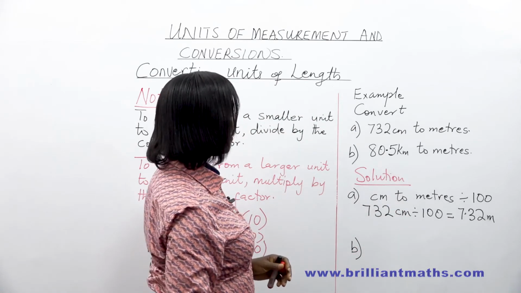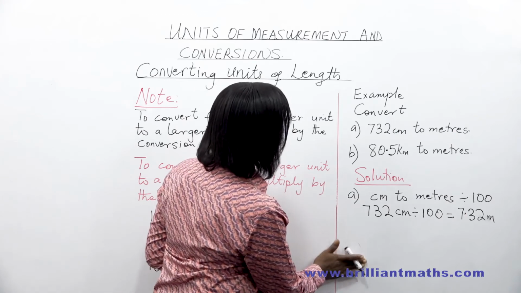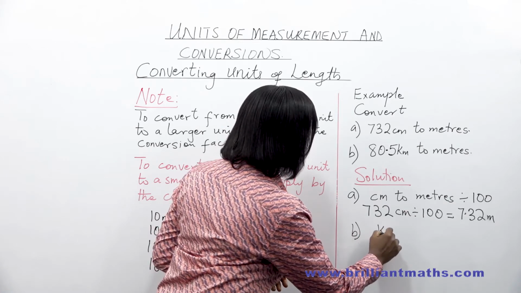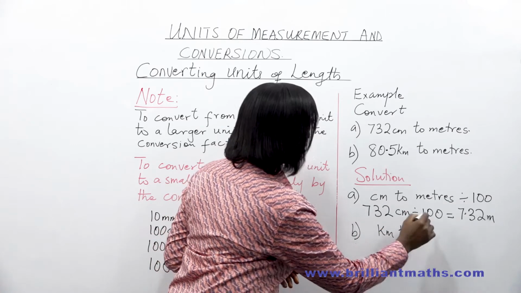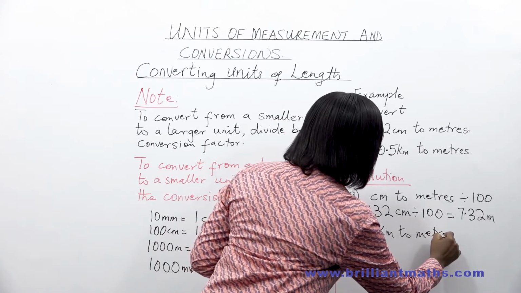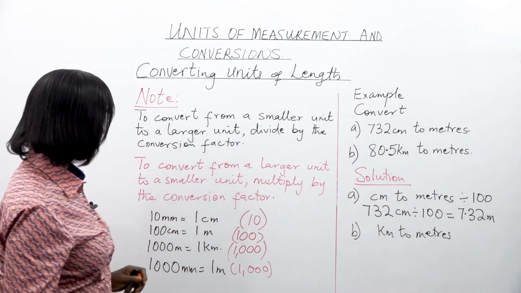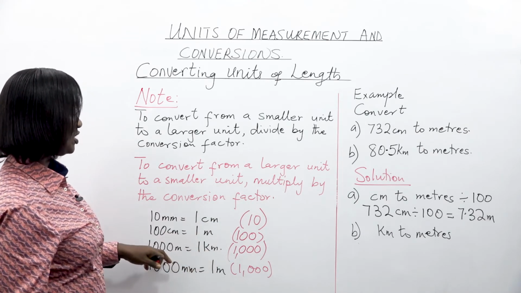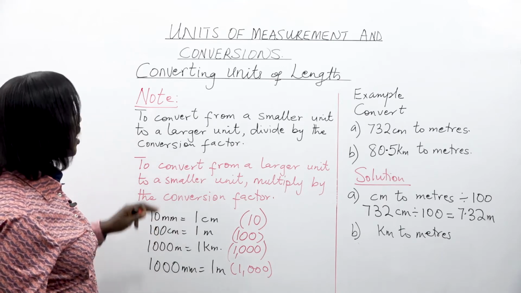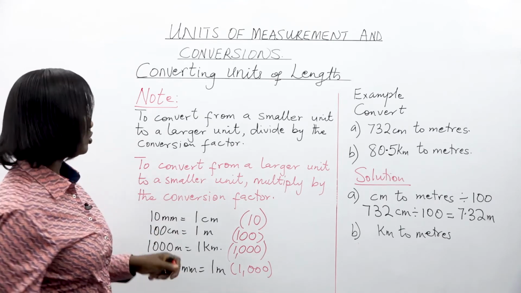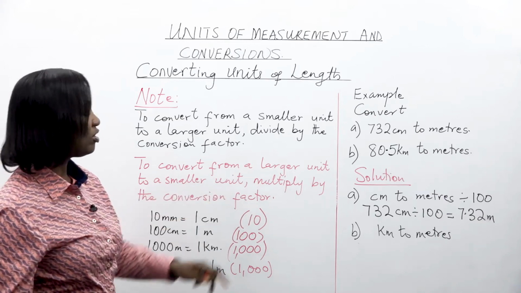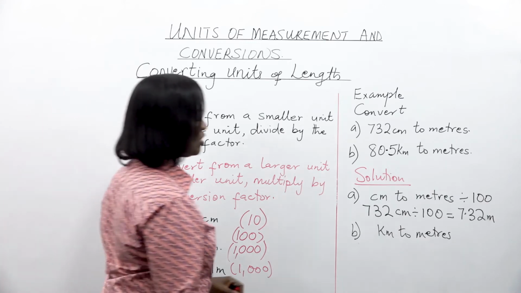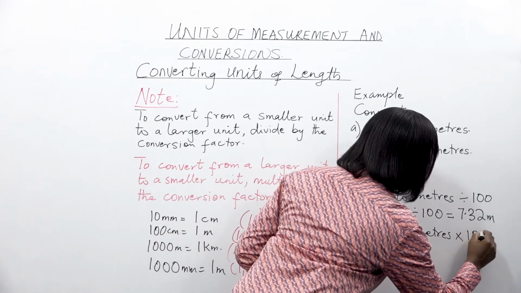For the second example, 80.5 kilometers to meters. So we're converting from a larger unit, kilometers, to meters. If you're converting from a larger unit to a smaller unit, what do you do? Larger to smaller, you multiply. And our conversion factor is 1,000. So we multiply by 1,000.